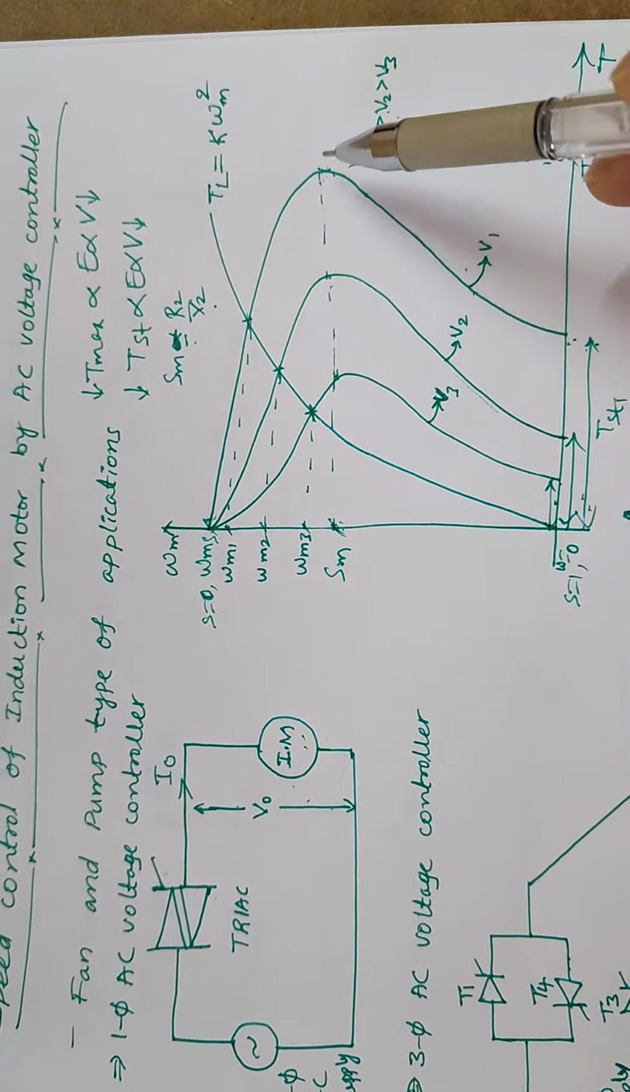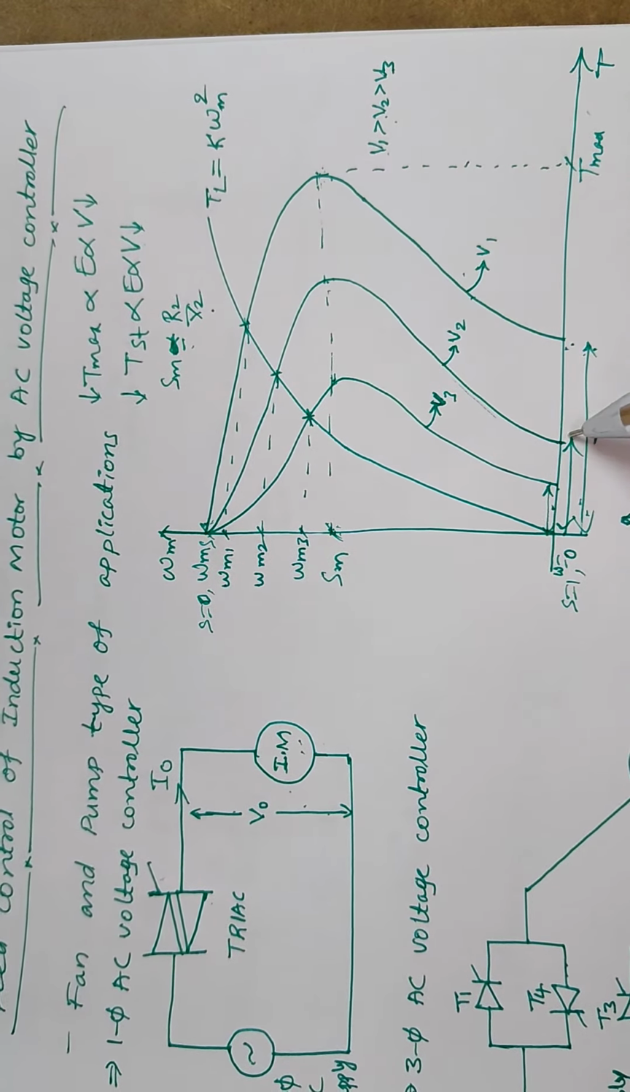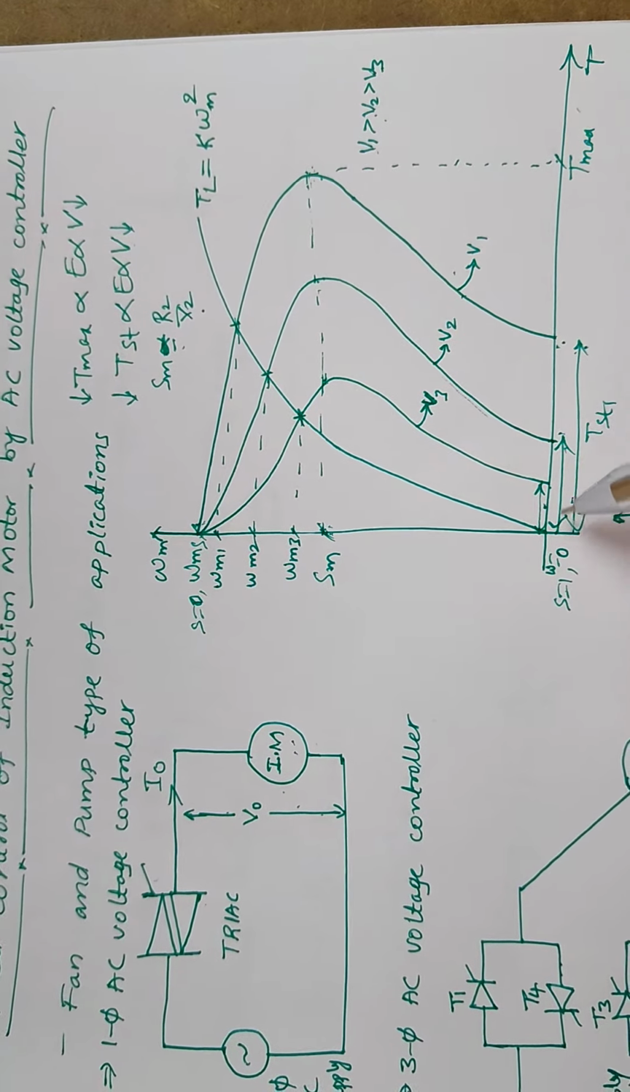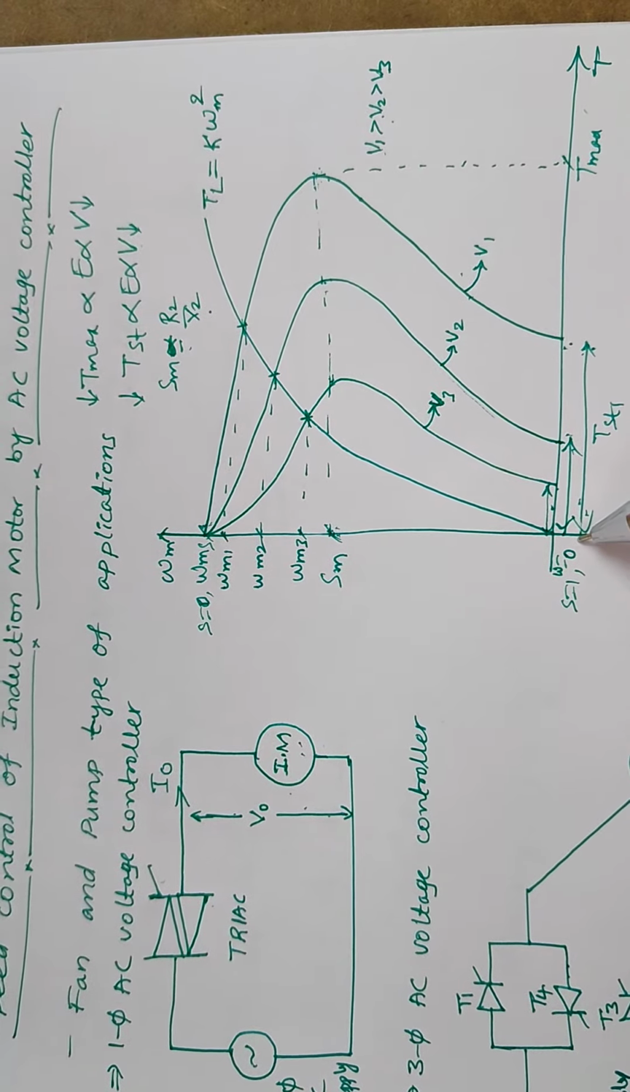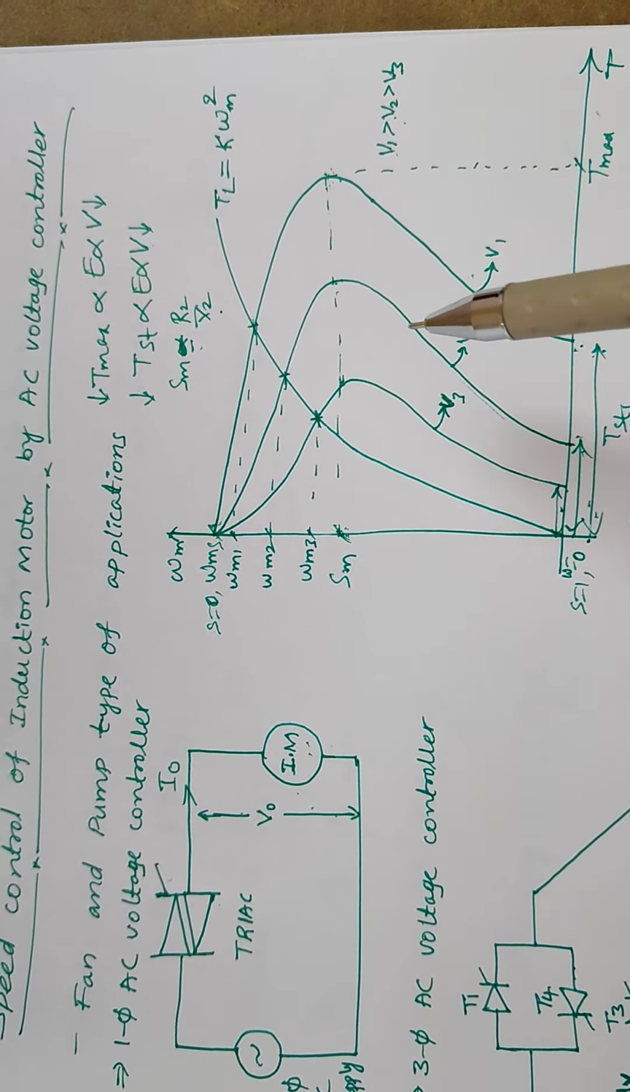So for the first set of voltage, these are the characteristics where you have more starting torque and more maximum torque. As your voltage is decreasing, your characteristics are shifting downward. Without changing the slip range, your maximum torque and starting torque both are decreasing. So that controls the speed of the induction motor. In this way we can control the speed of the induction motor.